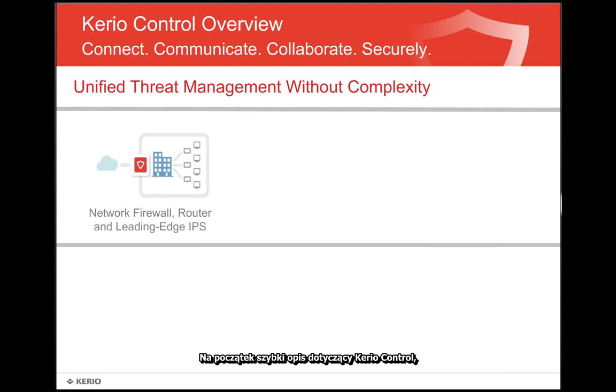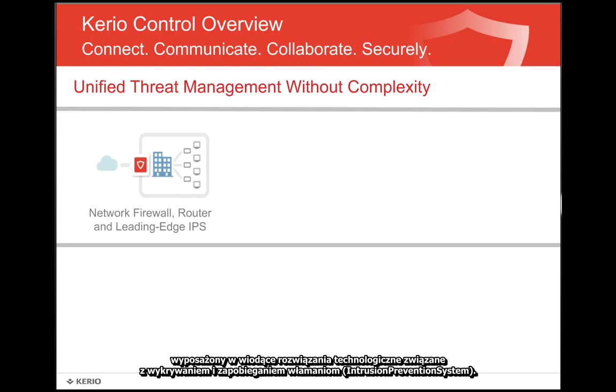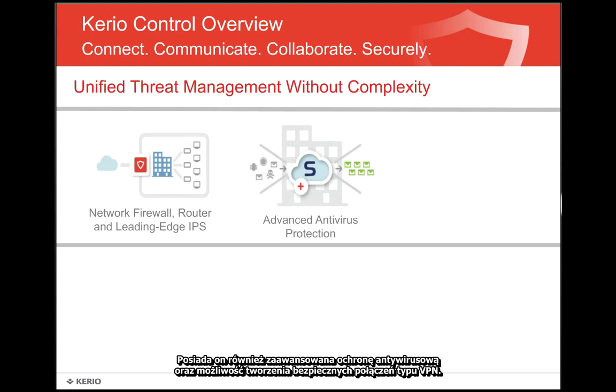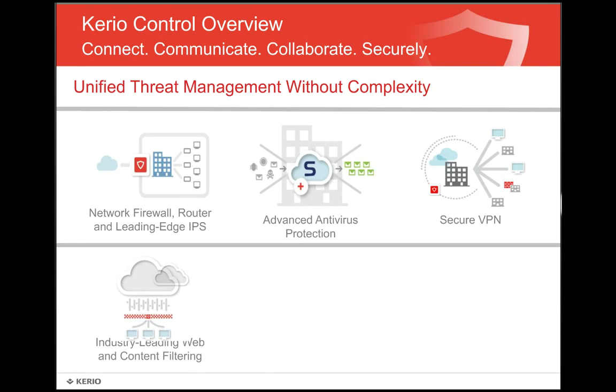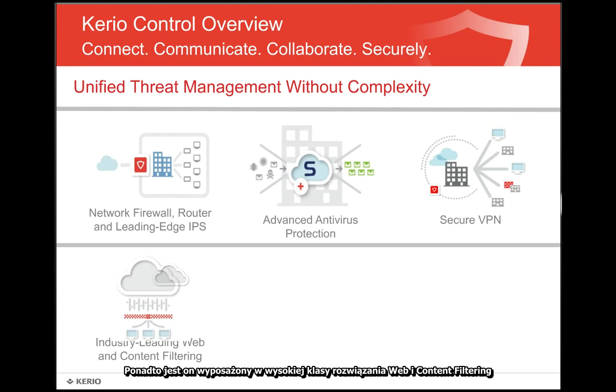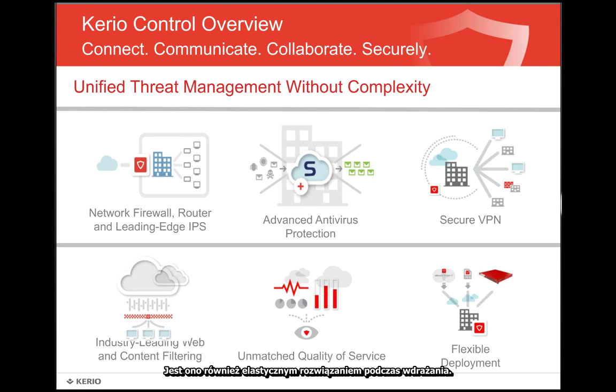So first, to give you a quick overview of Kerio Control itself, for those who are not familiar with this product. It's a network firewall and router with a leading edge intrusion prevention system. It has included advanced antivirus protection. You can have secure VPN. This is included in all our Kerio Control products at no extra cost. It is implementing the industry-leading web and content filtering, unmatched quality of services, so you can create bandwidth rules to, for example, guarantee a specific bandwidth for specific services, and you are pretty flexible in the deployment.